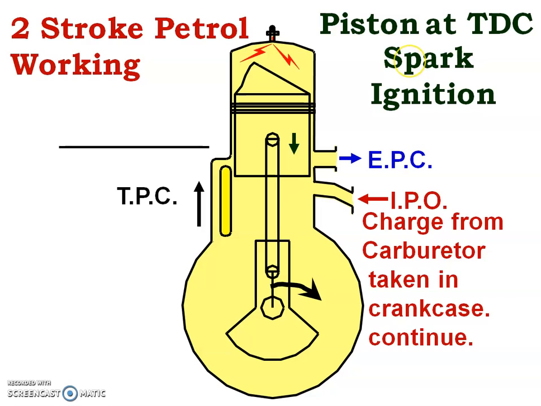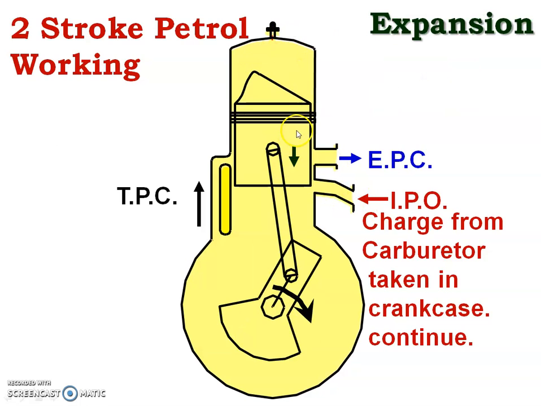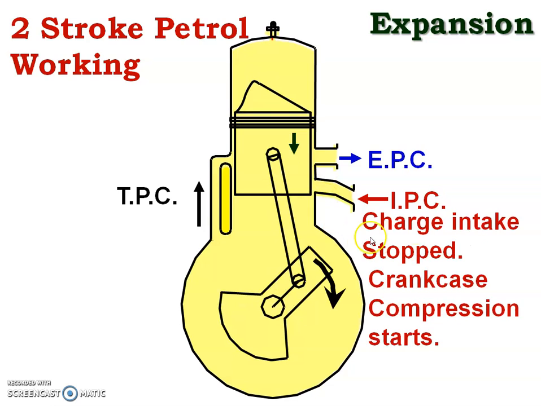And now the expansion stroke starts. During the expansion stroke, the piston moves from TDC to BDC. Clear? So the piston is moving down. As the piston is moving down, we can say that there is the expansion stroke above the piston and the suction stroke below the piston. So expansion continues.